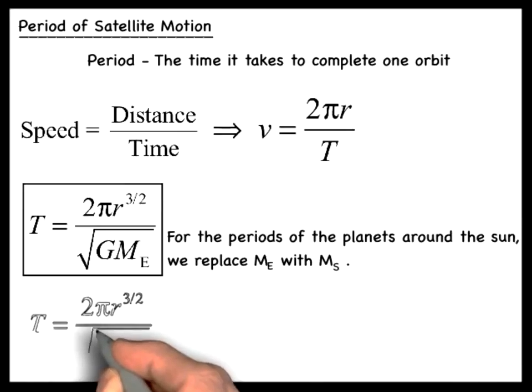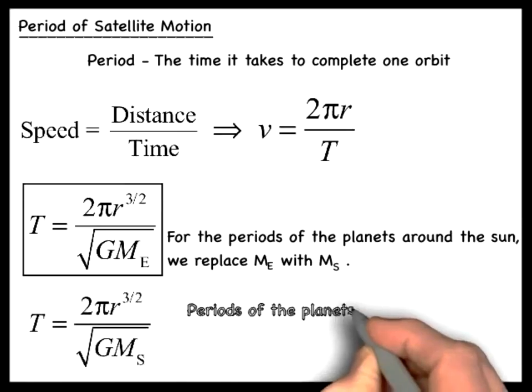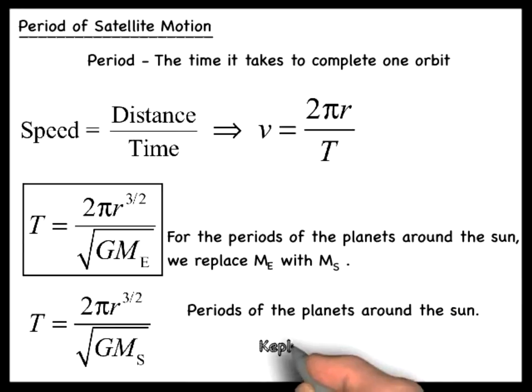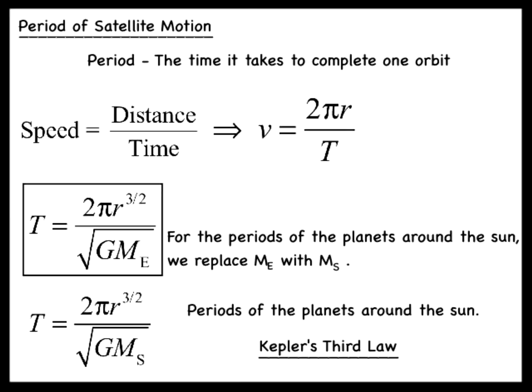R would be the distance from the center of the planet to the center of the Sun. The fact that the period is proportional to the 3/2 power of the radius is known as Kepler's third law, which was discovered by Johannes Kepler in his study of planetary motion. Kepler's third law applies not only to circular orbits, but to elliptical ones as well.